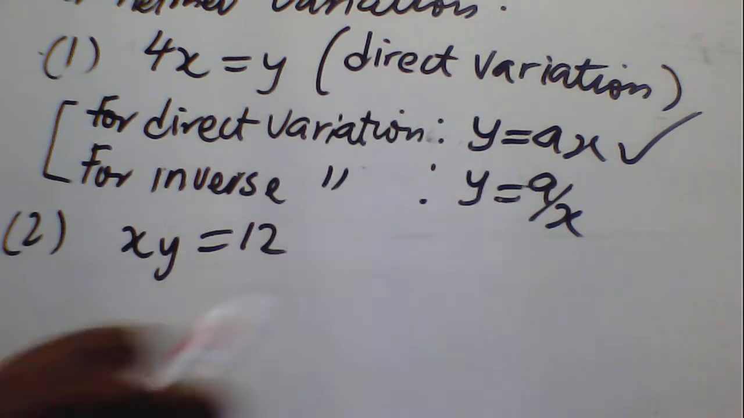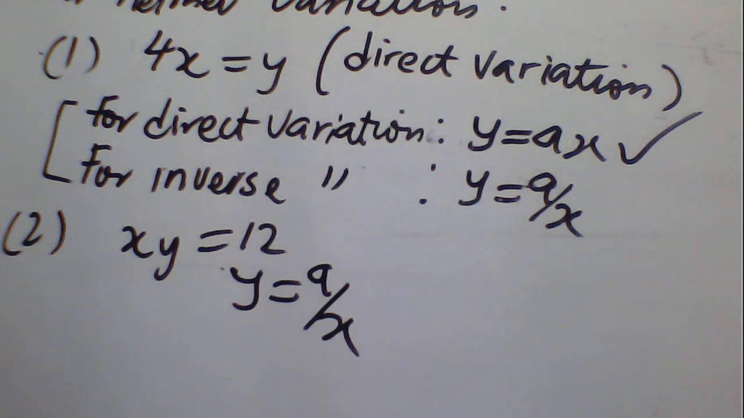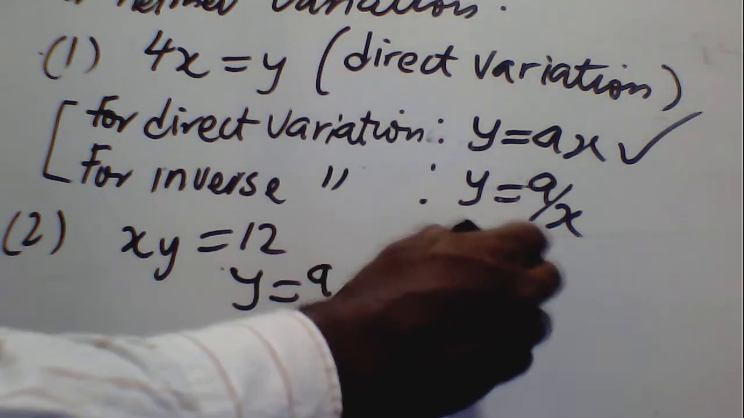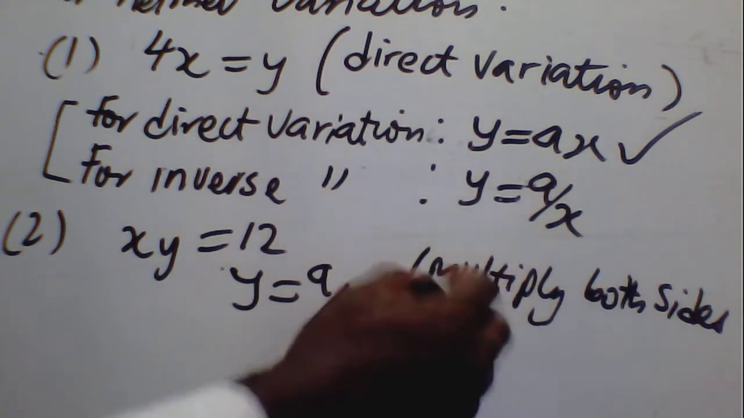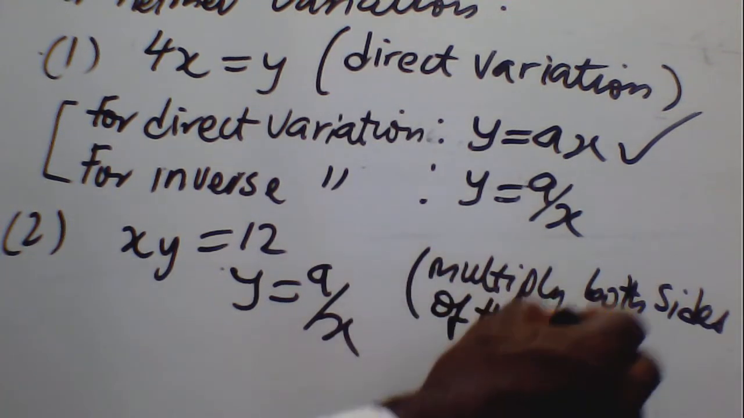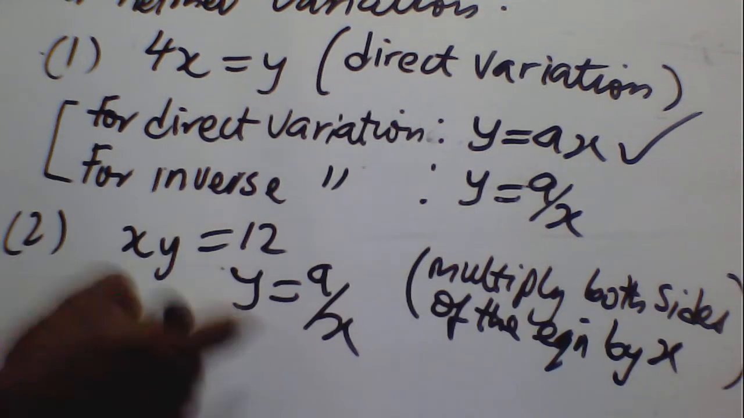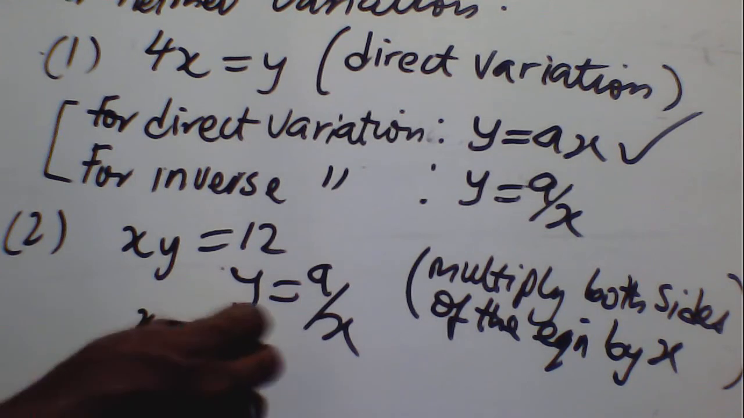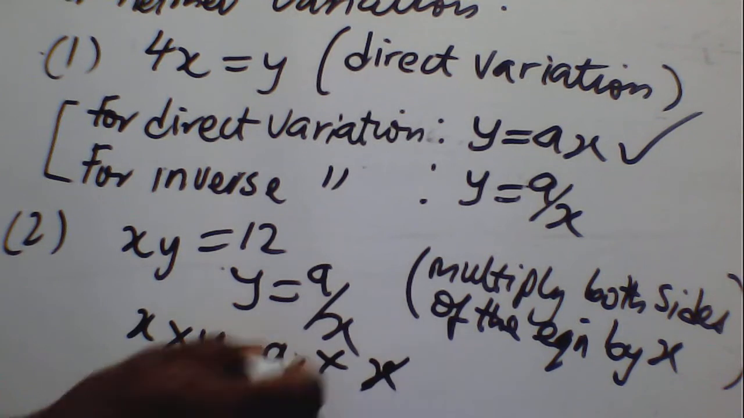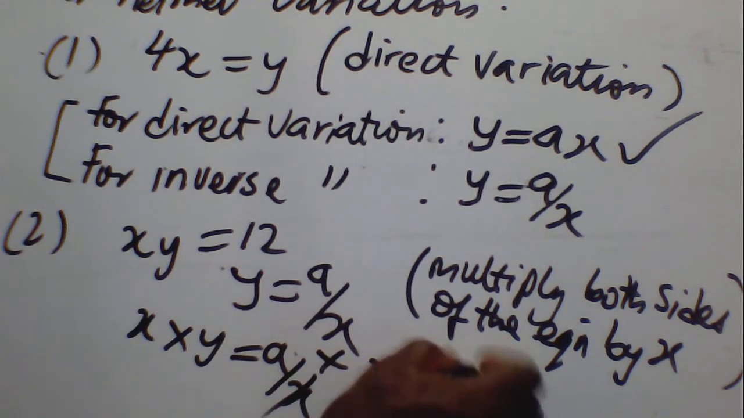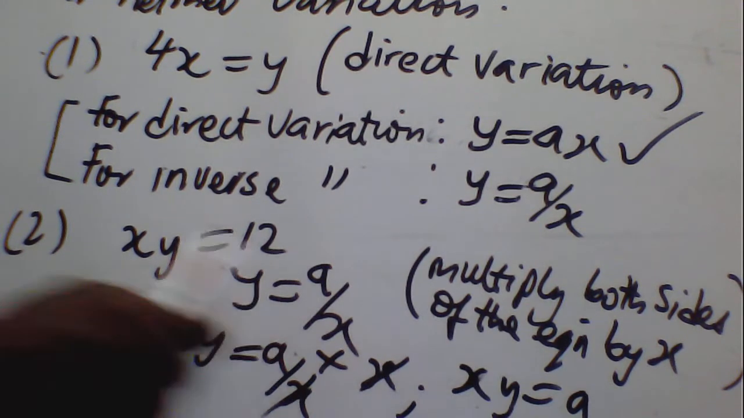This is a number. So if you cross multiply, let's say y is equals to a over x. So you can say multiply both sides of the equation by what? X. If you multiply both sides of the equation by x, you have x times y is equals to a over x times x. I hope you are following. So x can cancel out. So we have what? xy is equals to a. So looking at these two, you see that this is inverse variation.